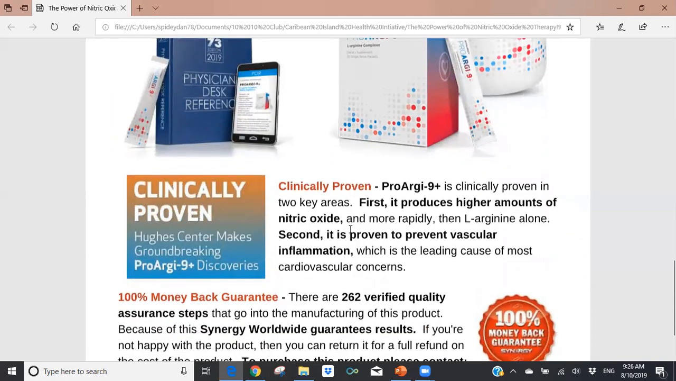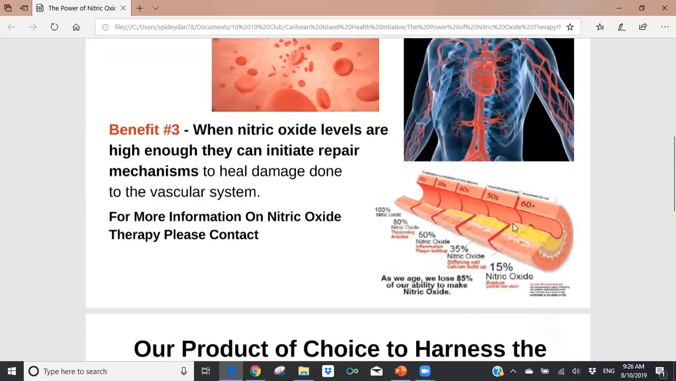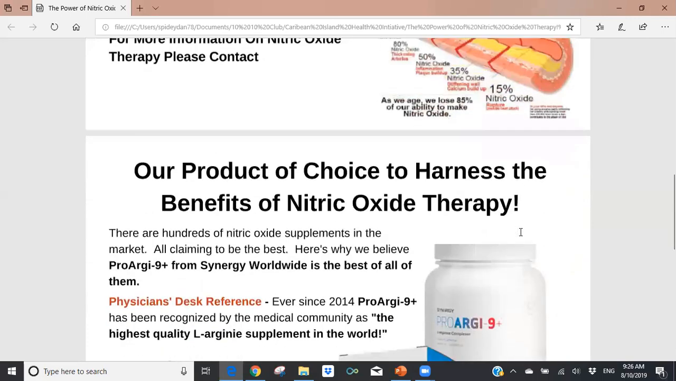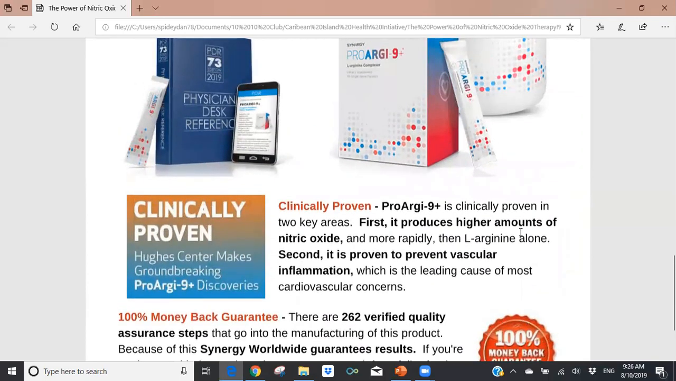And one of the reasons why is it's clinically proven. It's clinically proven to produce higher amounts of nitric oxide and do it more rapidly than L-arginine alone. And it's also clinically proven to prevent vascular inflammation, which is the leading cause of most cardiovascular health concerns. If you remember back from the video and from this presentation here, what was the cause of plaque formation? It's vascular inflammation. When not treated properly, it leads to plaque formation that grows over time, causing problems. Well, the nice thing about Pro Arginine Plus is it's actually clinically proven to prevent vascular inflammation.